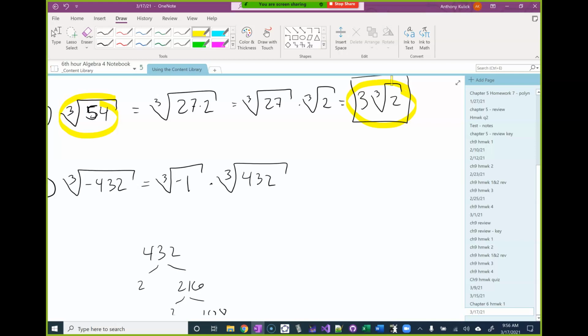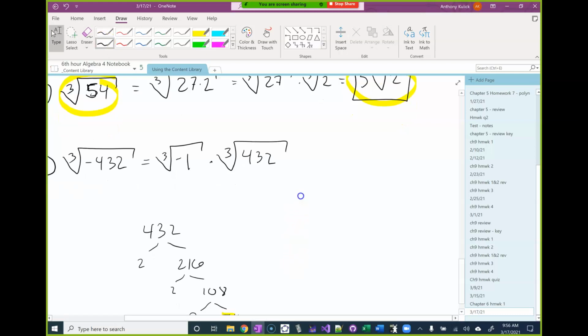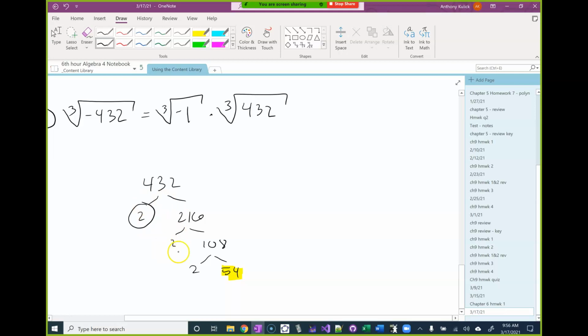You could continue going. But you're going to find when doing these assignments that oftentimes you're going to find recycled work inside of these problems that you're welcome to take advantage of. So what I'm going to say here is 432 is the same thing as 2.